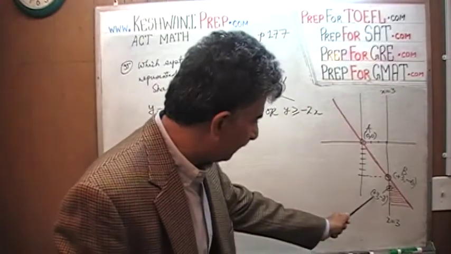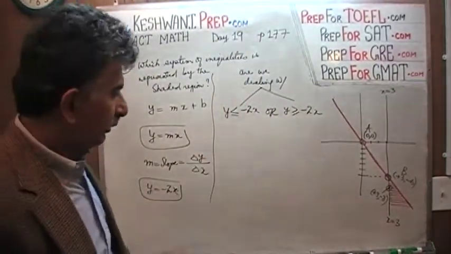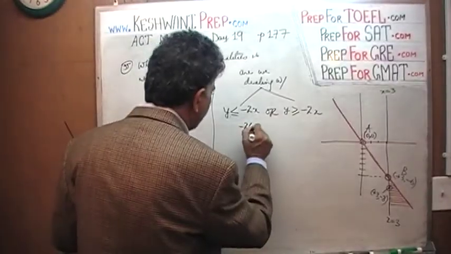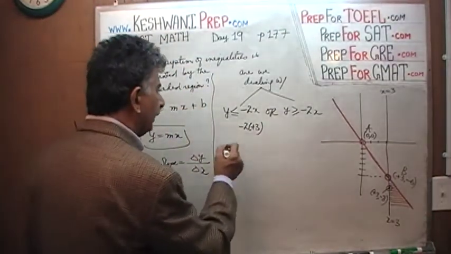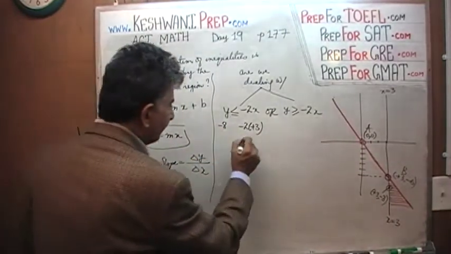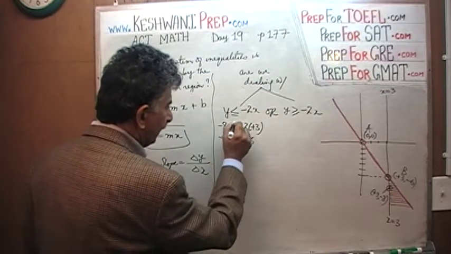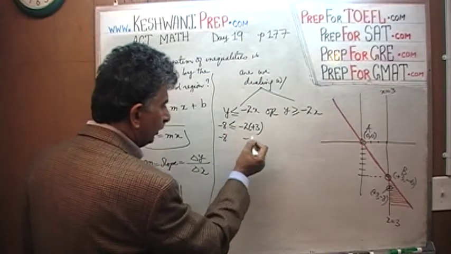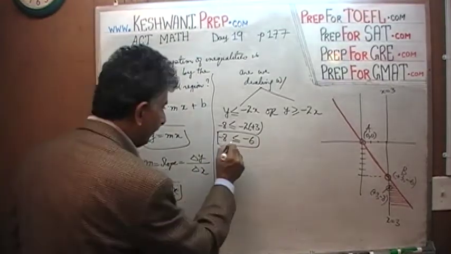So let's put it in here, positive 3 and negative 8. We're going to put it in both and see which one holds. So x is equal to positive 3. We get negative 2 times positive 3, which is negative 6, and y is negative 8. The question is, is negative 8 less than or equal to negative 6? The answer is yes.